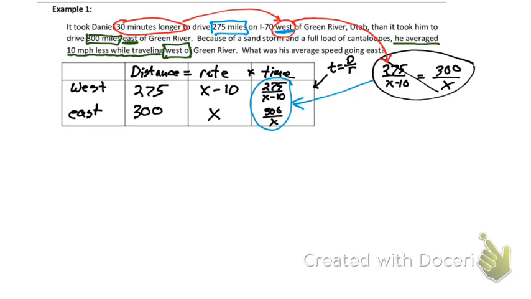Now, note we are in time. So we're probably not going to put 30 minutes. We're probably going to put 1/2 for 1/2 hour because we're going to talk about rates in miles per hour. So we're going to turn that into 1/2. So this is our longer. So we're going to add 30 minutes here.